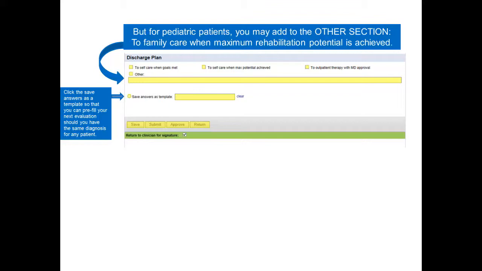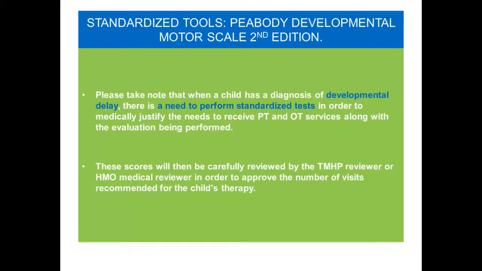Click the Save Answers as a template so you can pre-fill your next evaluation should you have the same diagnosis for any patient.